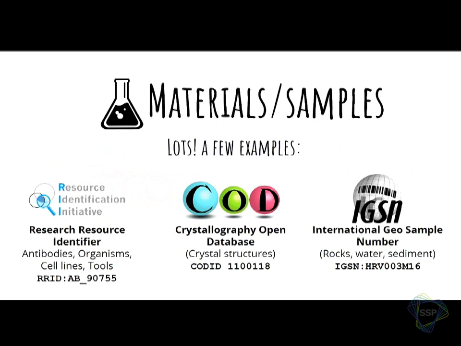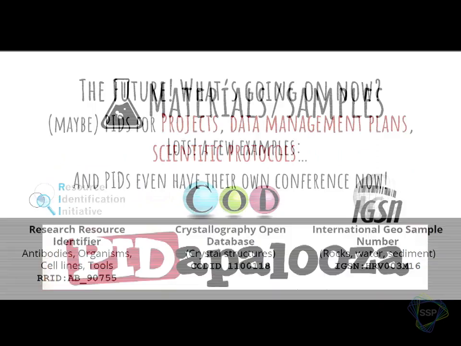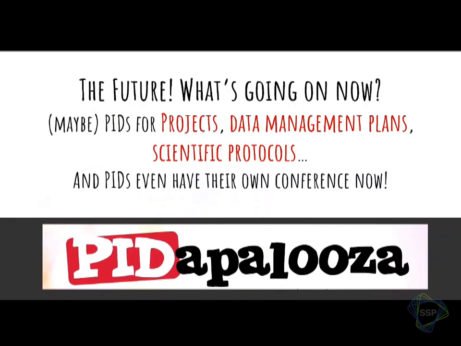And then some of the newer types of persistent IDs are for scientific materials and samples, and there are tons of these. RRIDs for antibodies and organisms and cell lines, COD IDs for crystal structures, IGSNs for rock samples, and lots of others. So what next?